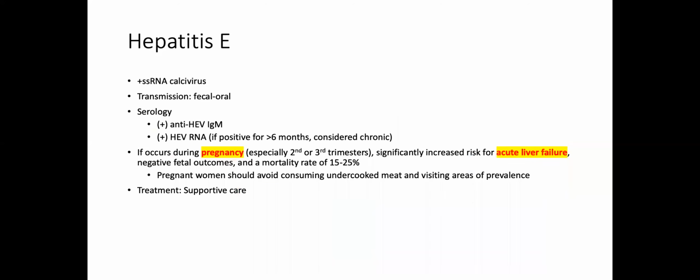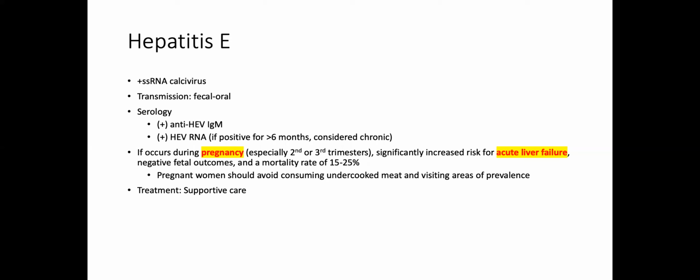Hep E is going to be one of the "valves." So it is going to be fecal-oral transmission. It is a positive single-stranded RNA calicivirus, Khaleesi. It sort of sounds like Khaleesi. I don't know, Hep E. Transmission, again, fecal-oral. Serology is going to be high hepatitis E IgM if I currently have it, acute, and RNA is positive for 6 months. And if the RNA is positive for 6 months, then it's chronic.